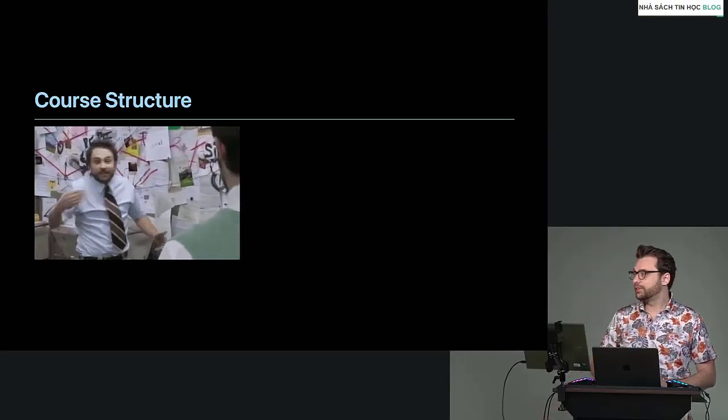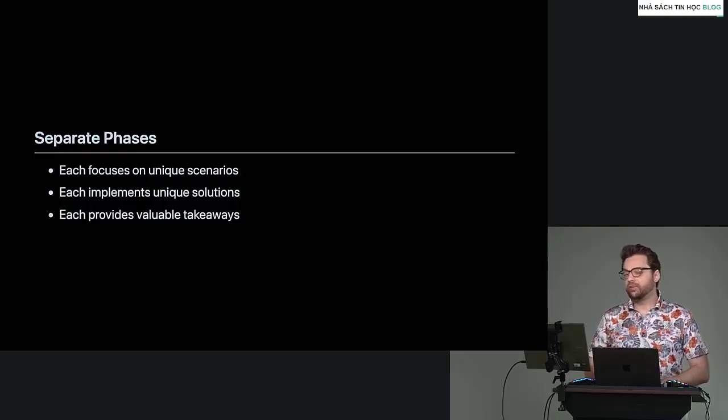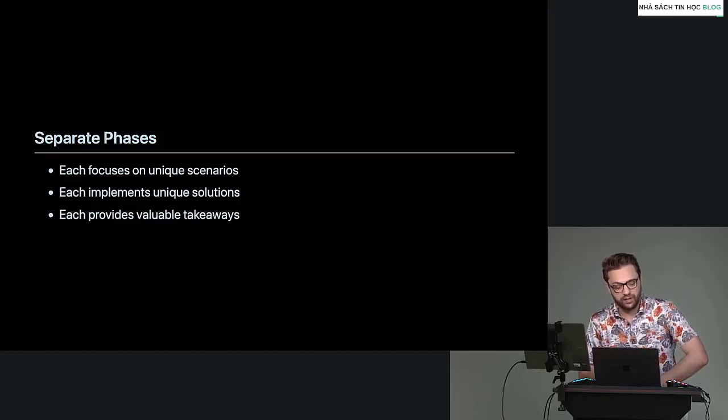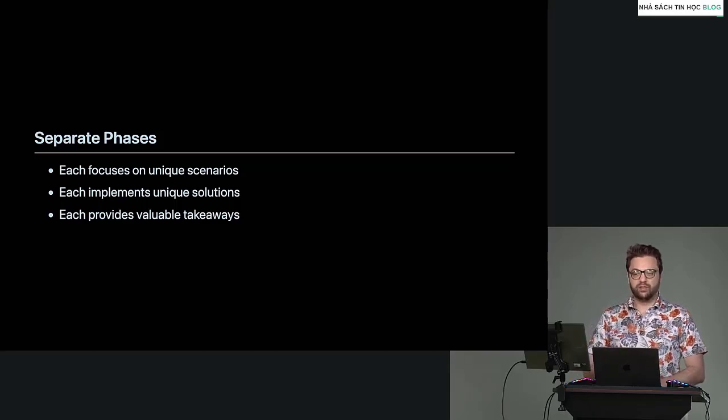Okay, so let's talk about the course structure. This course is separated into phases, as I said before. Each phase focuses on unique scenarios, right? Each phase is on implementing unique solutions for that phase, and then each phase provides valuable takeaways that we can learn from. When you're making changes like this and you're deploying things, you want to learn from them. I'm sure we've also been in scenarios where you've had the same infrastructure for 10 years. Nobody's asked why we should change it, and that's how it is. That's great, but have at least a reason why, have good takeaways and say okay, well, this is why we're doing it.